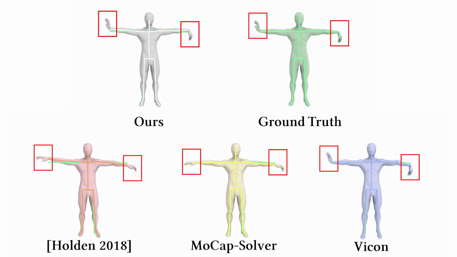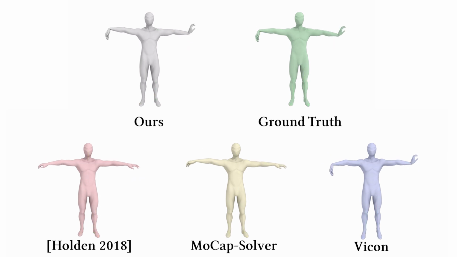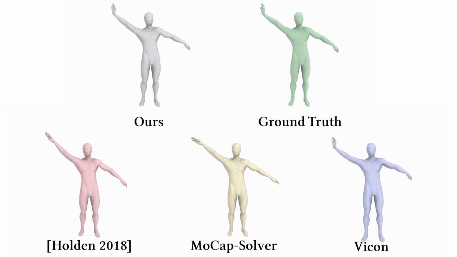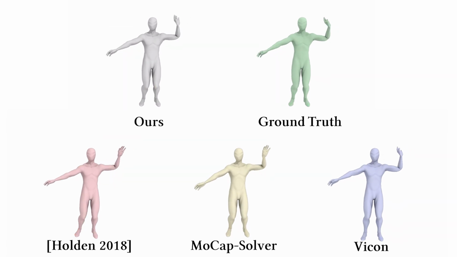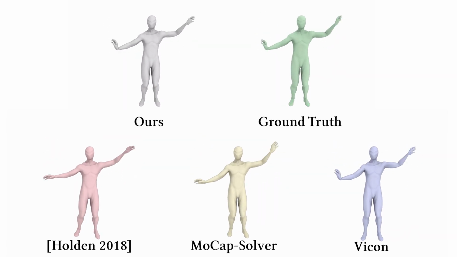Subsequently, we compare our method with baseline methods. To compare with the ground truth, we render the skeletons and overlay the ground truth's skeleton onto those generated by solving methods. Our method solves motions that are closest to the ground truth.